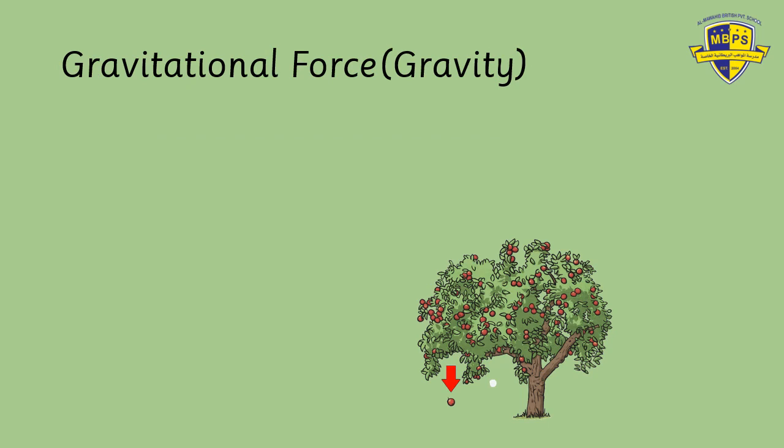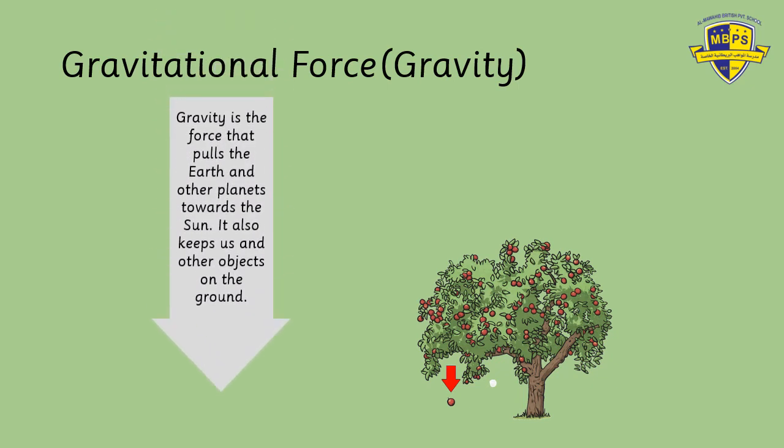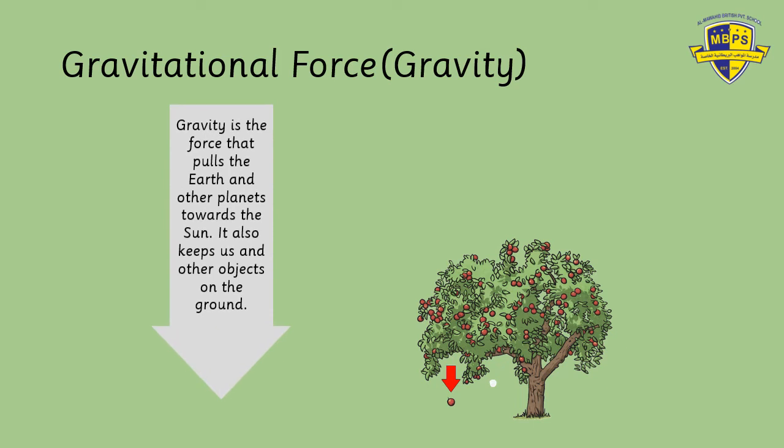Gravitational force or gravity. You can see in this picture an apple falling from a tree. This is due to a force called gravity or gravitational force. Gravitational force is the force that pulls the objects and other planets towards the sun. It also keeps us and other objects on the ground. Every object in space, the sun, in our solar system, all the planets, they have a gravity. Even the earth has a gravity. The earth pulls all the other objects towards itself.